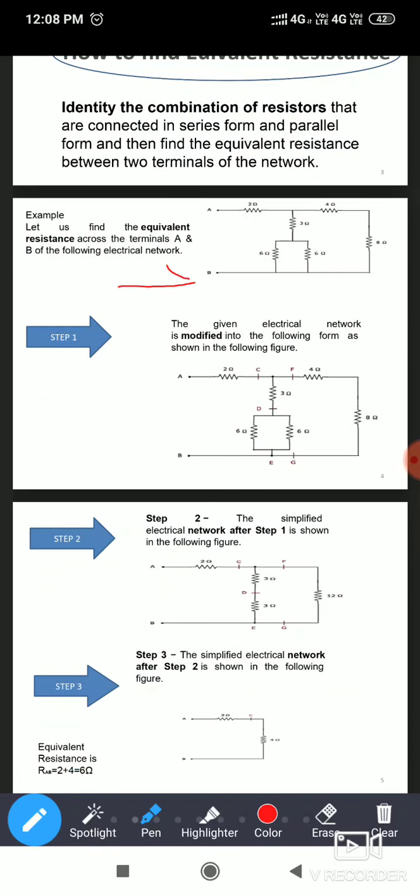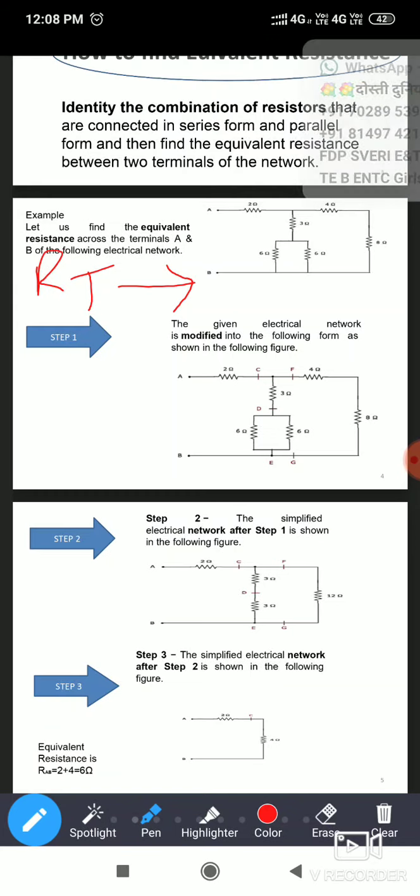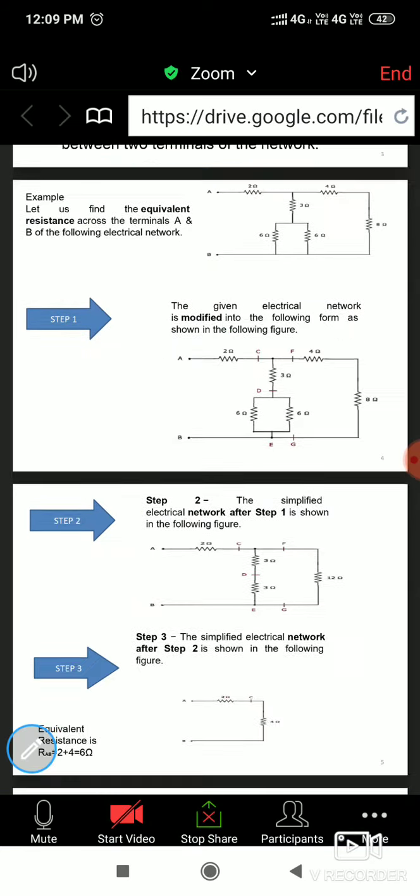Suppose you are finding the equivalent resistance R equivalent, or RT, we can say, total resistance. When you are observing between two terminals A and B, you have to start to calculate in the opposite direction. That we have already seen with this example. After completion of this PPT, we will solve some problems based on the equivalent resistance. So this problem we solved.